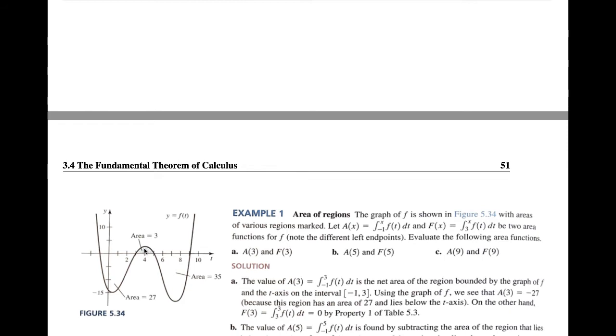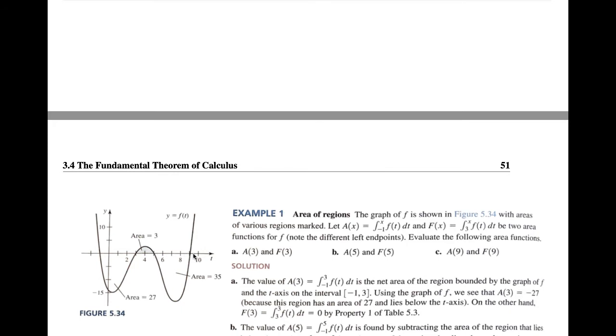minus 59. The second area function is called capital F, and it has a lower limit x equals 3. Again, we are asked to find F of 3, F of 5, and F of 9. Here we have F of 3 is 0. There's no area between 3 and 3. F of 5 is 3 and F of 9 is minus 32, 3 minus 35.